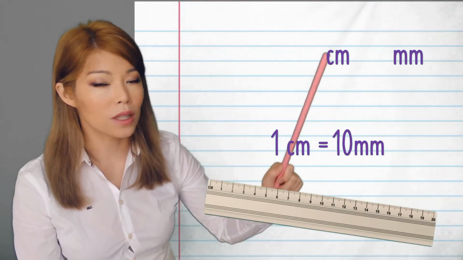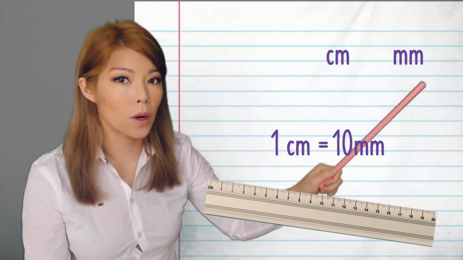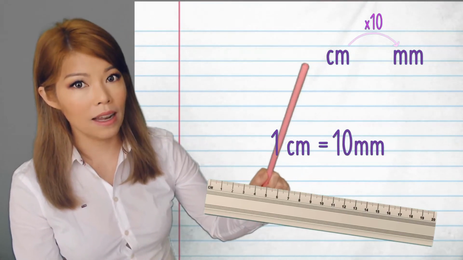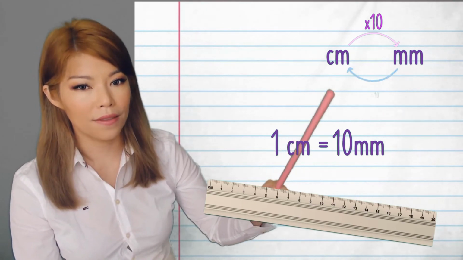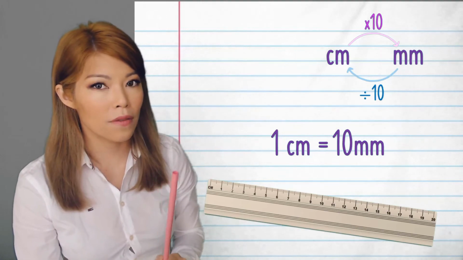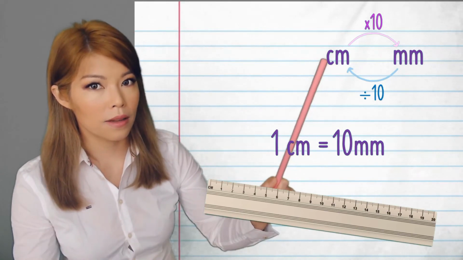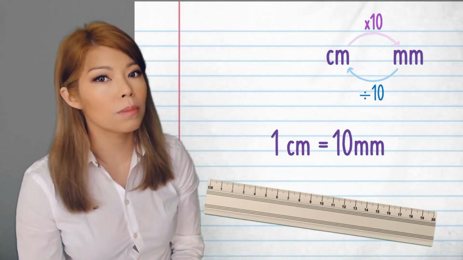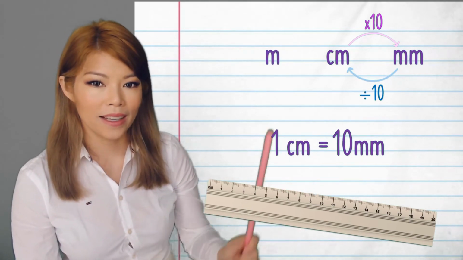So when we go to a smaller unit, we have to multiply. Whereas when we go to a bigger unit, we need less to make it equivalent, so we divide. So the tip here is, look at the units. If you're going to a bigger unit, you have to divide because you need less. If you're going to a smaller unit, you have to multiply because you need more. So let's fill this in.